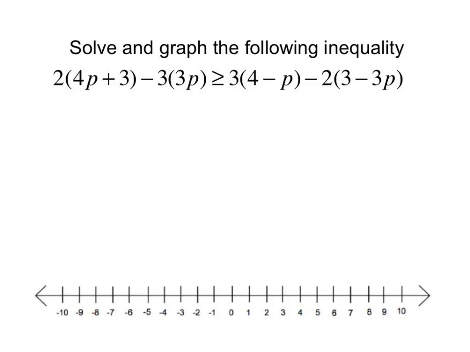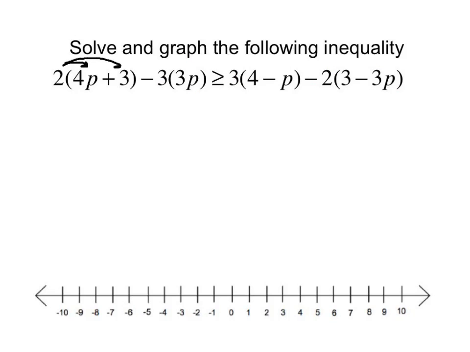So in the final example, we got a lot of terms now, but don't let a problem like this intimidate you. We still just want to take it step by step. I noticed a lot of parentheses here. In fact, I have 1, 2, 3, 4 sets of parentheses, but all we really need to do is distribute across all these parentheses, and then we're just going to have a bunch of like terms to combine.